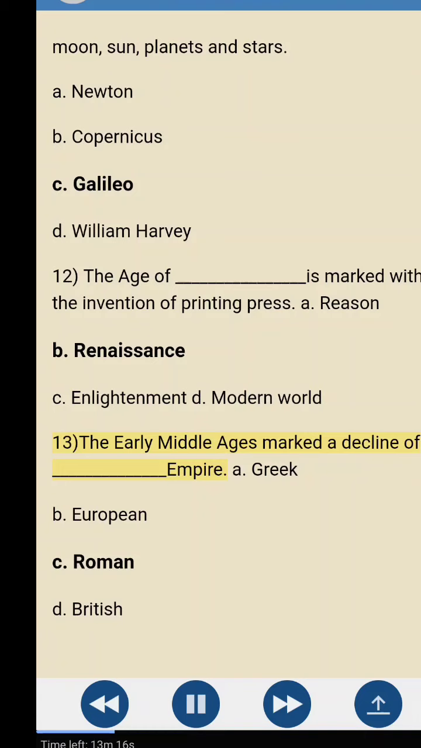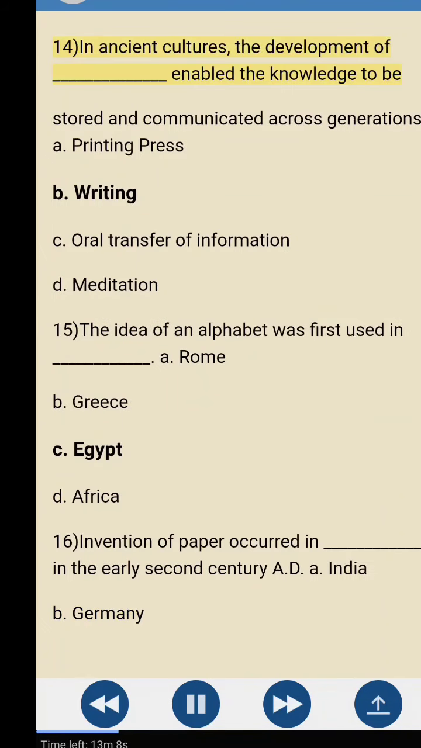13. The early Middle Ages marked a decline of blank empire. A. Greek. B. European. C. Roman. D. British. 14. In ancient cultures, the development of blank enabled the knowledge to be stored and communicated across generations. A. Printing press. B. Writing. C. Oral transfer of information.